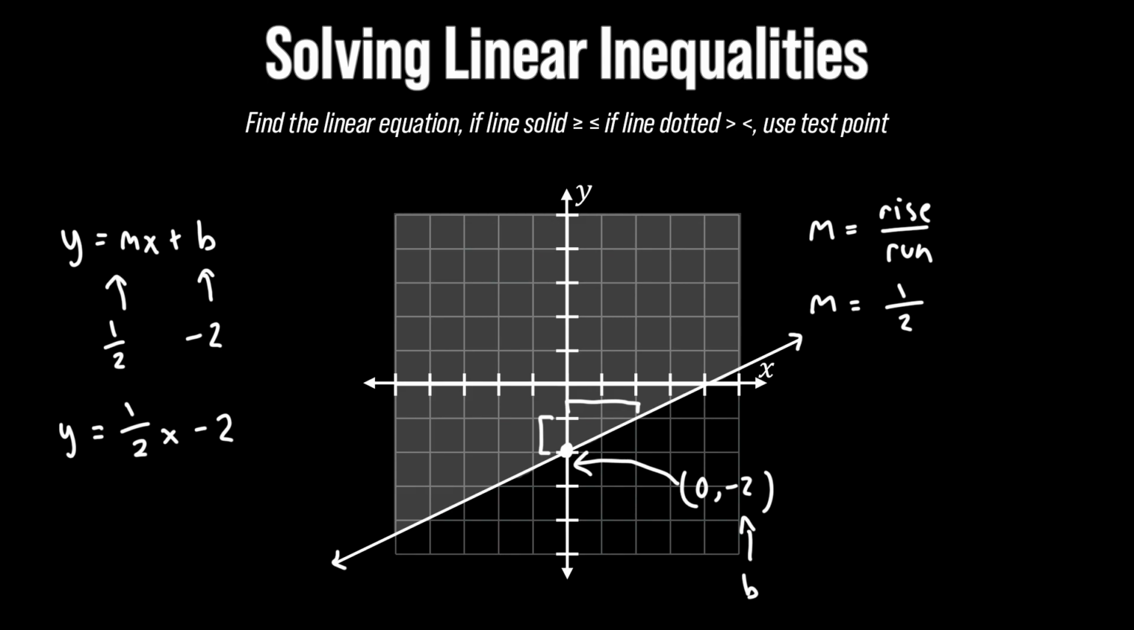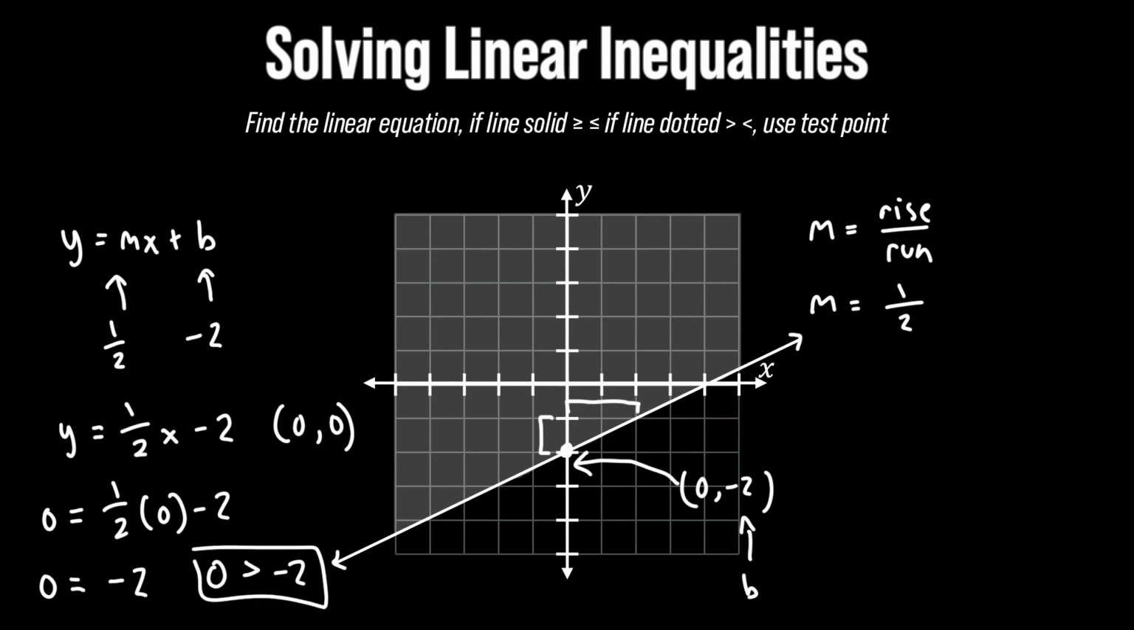Now that we have our linear equation, let's plug in a test point. Let's try (0, 0). We're going to have 0 is equal to 1/2 times 0 minus 2. So we're going to have 0 is equal to -2. Now we know this is not the case, but we can use this to figure out which of the inequalities we're going to use. So which inequality makes this true? Well, it would be 0 is greater than -2. So if we had 0 is greater than -2, then this inequality would be true.